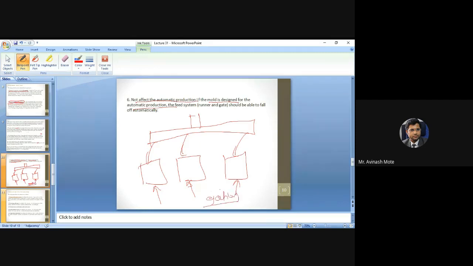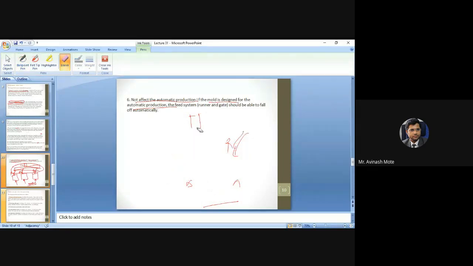If the ejection system is automatic and there are so many gates and sprues, how do we remove them automatically? This will provide resistance, this will provide resistance, this will provide resistance. First of all we have to remove this, and then we can remove the product. So the unnecessary arrangement of sprue and runner will make a problem with automatic handling of this operation. This automation part we discussed in the fourth chapter. This unnecessary arrangement of runner, sprue, gating system will interfere with the automation of the mold. So that is one point.